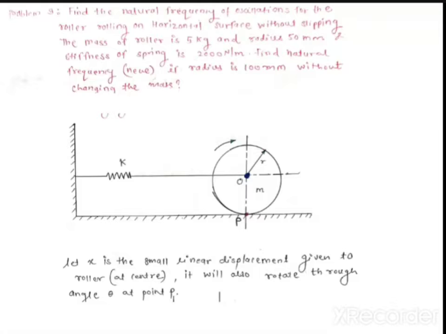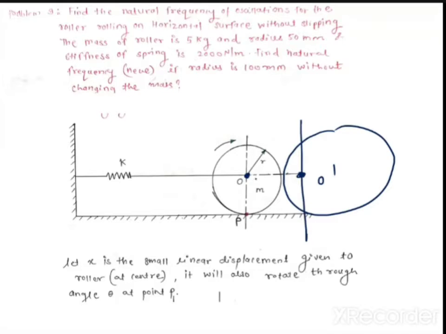What will be displaced? This is, let us say, point O. You will get a new point O dash. Your pulley will always rotate about a new center O dash. There is a displacement of the CG, so the center will get displaced from G to G dash, then G dash to G double dash. So this is nothing but x.